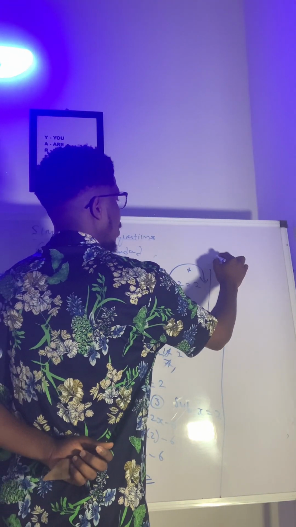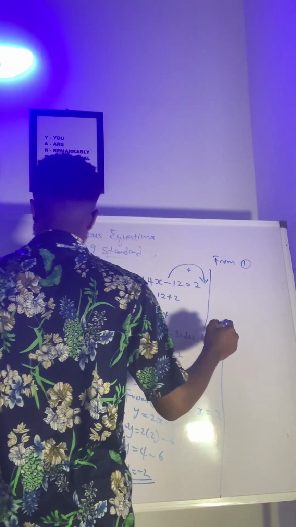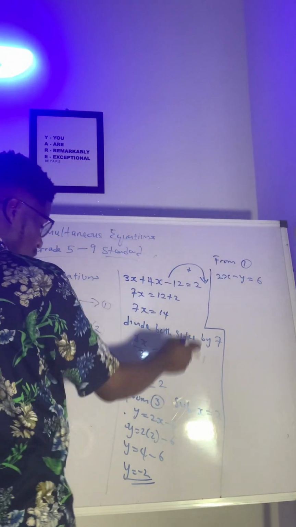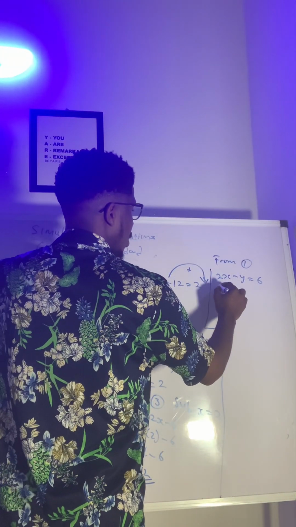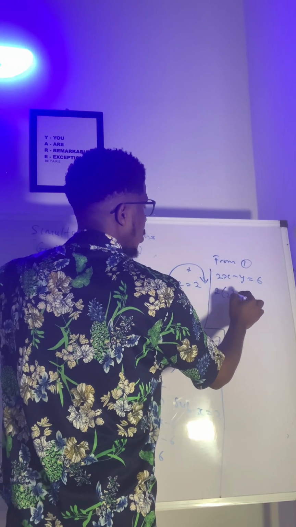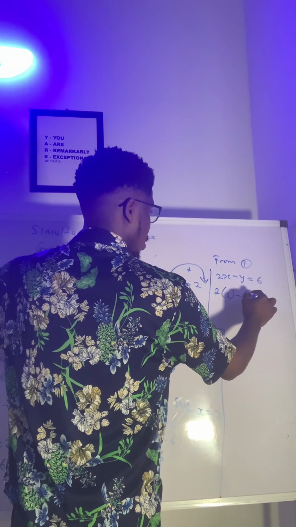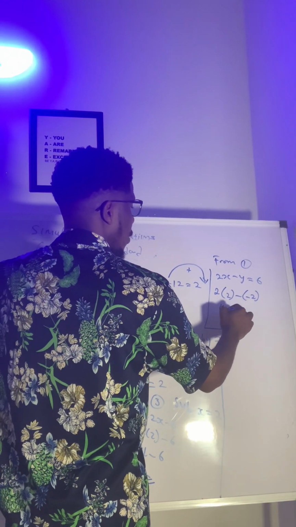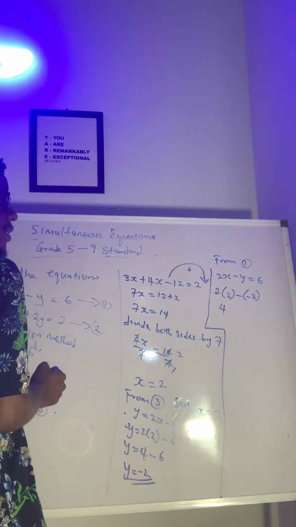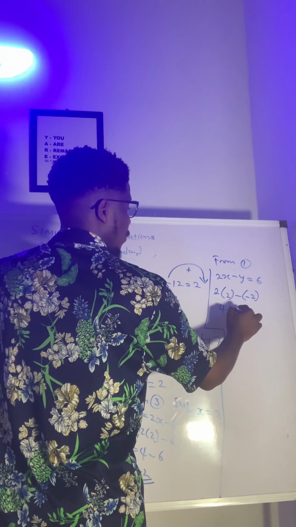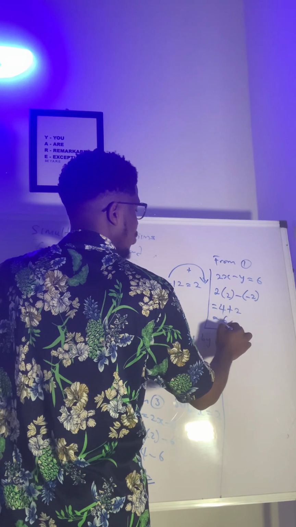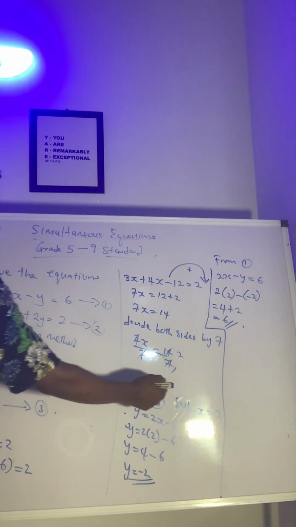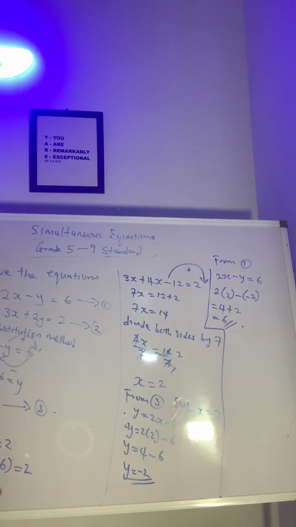From equation 1, we have that 2x minus y is equal to 6. We know that y is equal to negative 2 and x is equal to positive 2. That gives me 2 into 2 minus negative 2. Let's see if it is equal to 6. 2 times 2 is 4, minus 2 times negative 2, that gives me positive 2. So my answer is 6. That tells me that the value for y equals negative 2 and the value for x equals 2 are correct. Thank you very much.